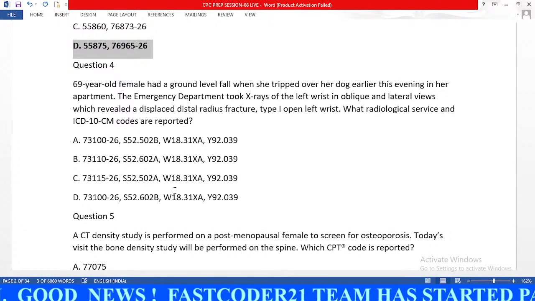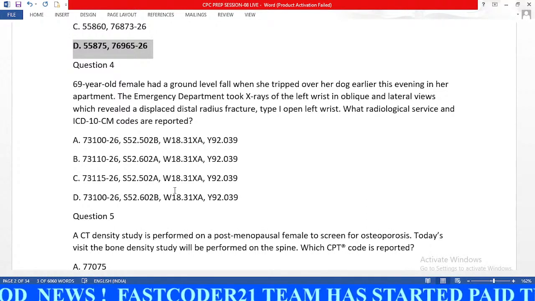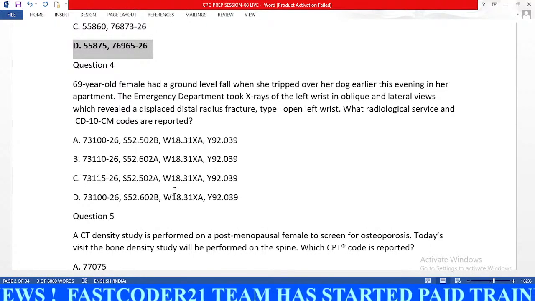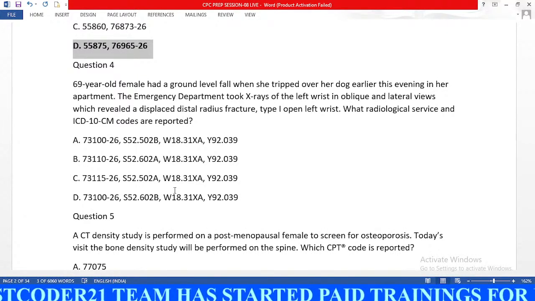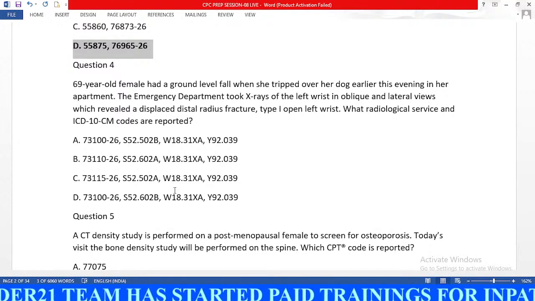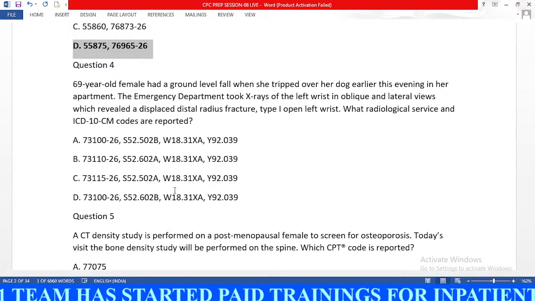So if you are having complexity with ICD-10 CM, try with CPT code. If you are familiar with ICD-10 CM, you can try with ICD-10 CM. You have two options here in order to find the answer.